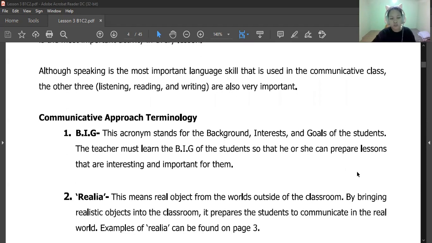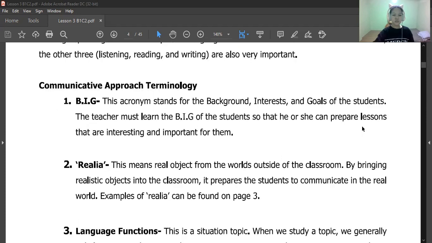Although speaking is the most important language skill that is used in the communicative class, the other three, which are listening, reading, and writing, are also very important. And the communicative approach also targets these other macro skills as well.